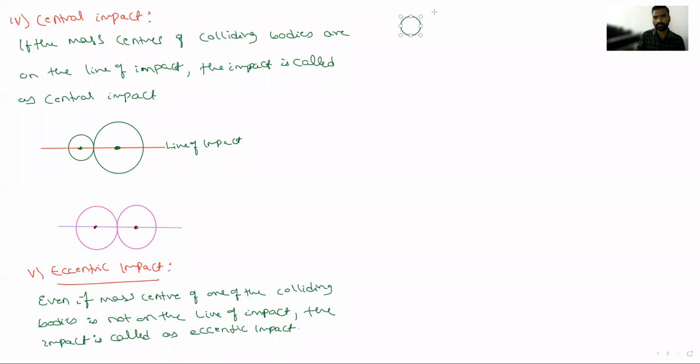So we can take this as an example. This is one and this is one. How will the line of impact be? This is the plane of the impact. The normal to this one is exactly this, the line of impact. Now the center of the first body is on the line of impact, but is the center of the second body on the line of impact? No. Then it is called eccentric impact. Is it clear, all of you? Yes, sir.